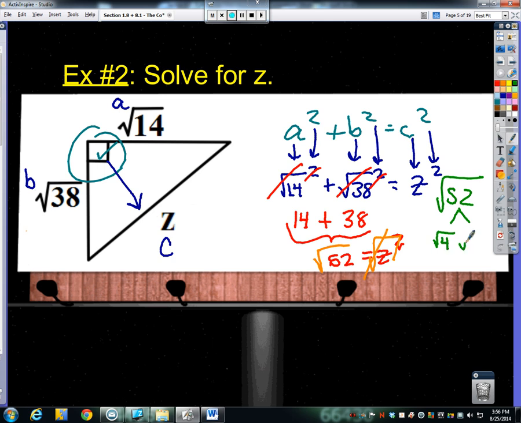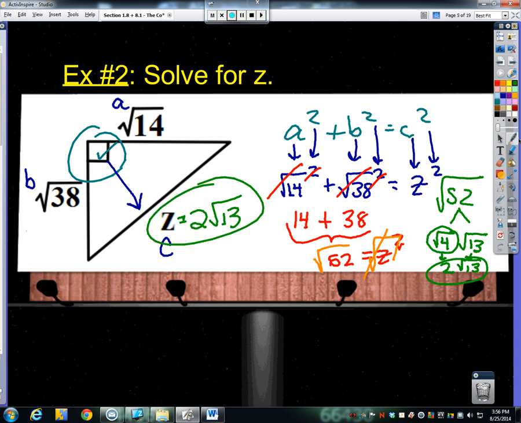4 can go into 52. How many times, though? 13. And so the square root of 4 is 2. And 13 we can't do anything with. There's no perfect squares in it. So z is equal to 2 times the square root of 13. And that is our fully simplified square root answer. If you wrote the square root of 52, it's technically correct, but it's not fully simplified.